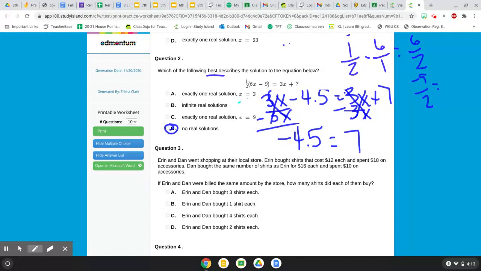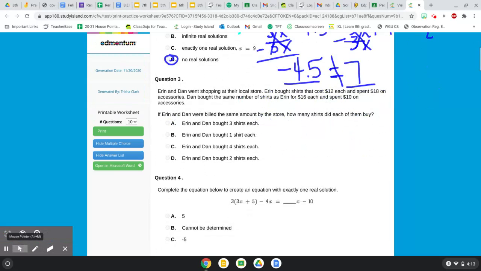Now you have to ask yourself, is negative 4.5 ever going to be equal to a positive 7? No, it's not going to be equal. So I know that that's no solution, even if I go to solve it. All right. Let's move on to a word problem.